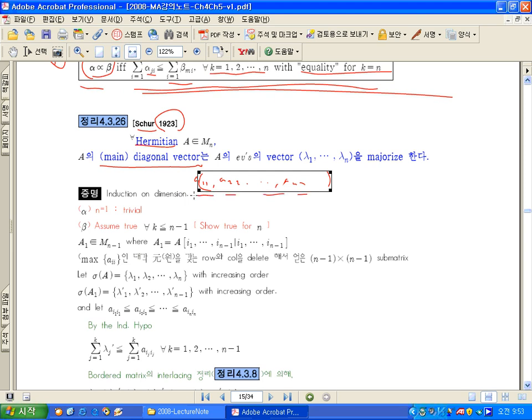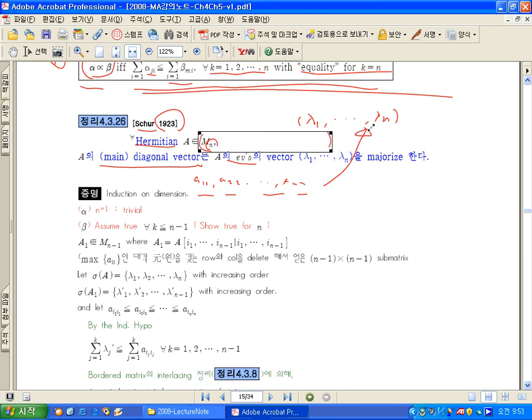Let's say this is one vector, and consider that since this is an n by n Hermitian matrix, it has n real eigenvalues. We form a vector of eigenvalues. Then we found that this vector majorizes this vector. That's what Schur found in 1923.